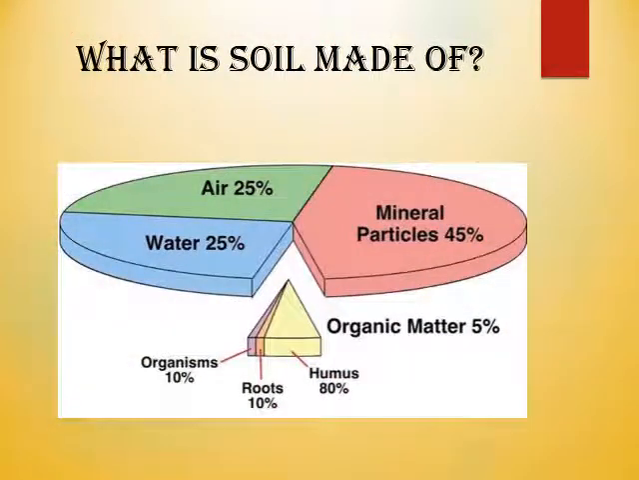Now, what is soil made up of? Soil is composed of many things like rock and mineral particles, humus, that is organic matter, water, air, and living organisms.